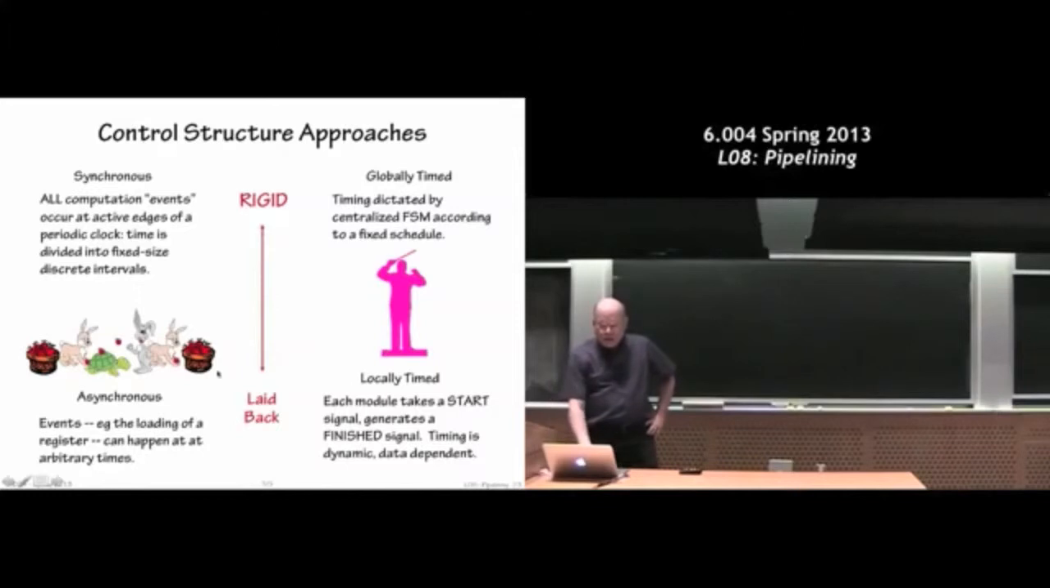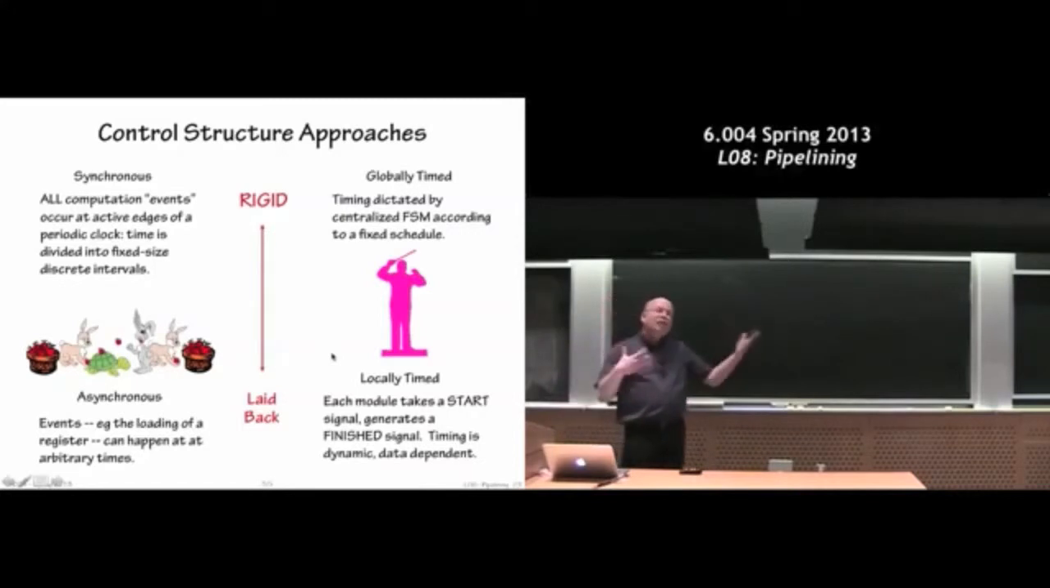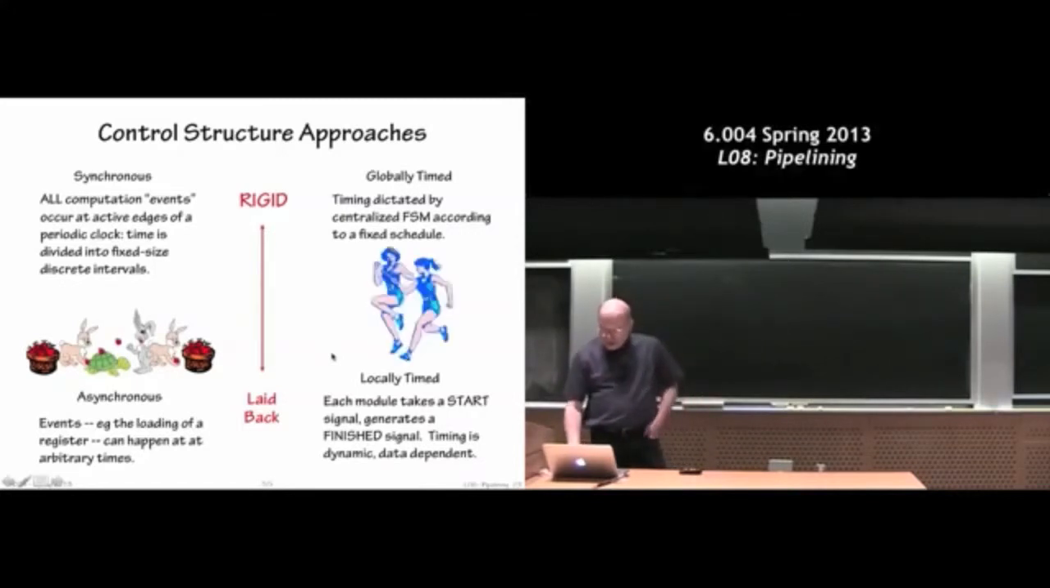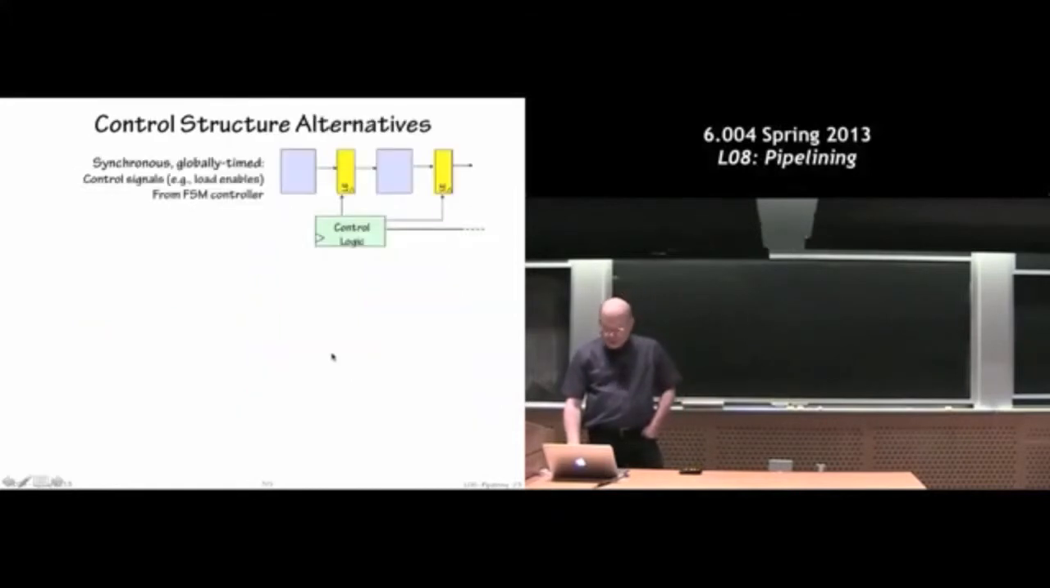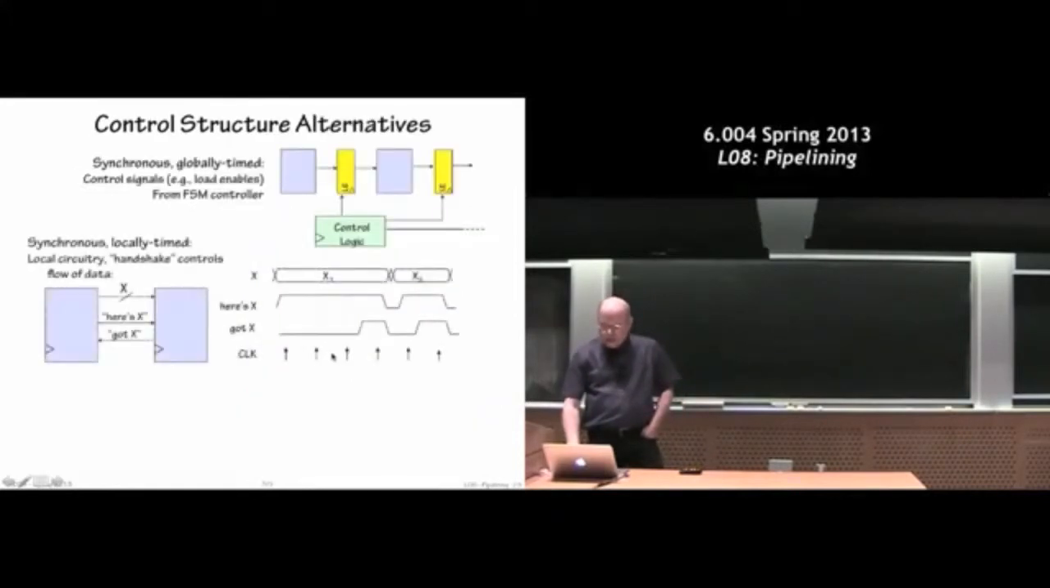So we can make a choice among synchronous, asynchronous, globally timed, and locally timed to design the control structure for our circuit, how it's going to process data. Locally timed, think of it as passing a baton. If we happen to be running the race fast today, we're able to process the data more quickly. So we can have synchronous globally timed circuits. That's what we're going to build here in 6.004.